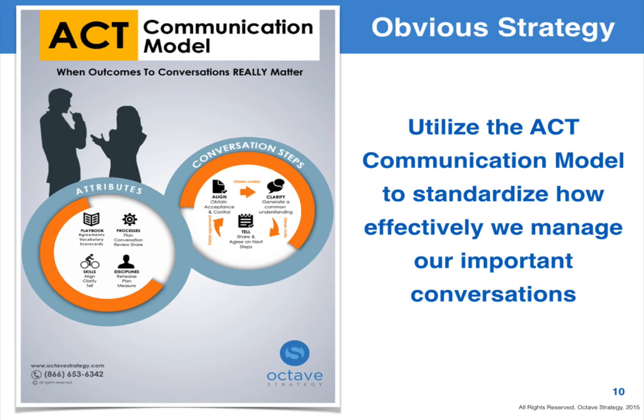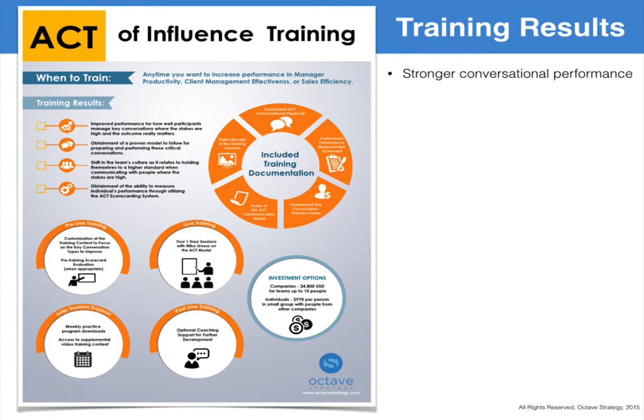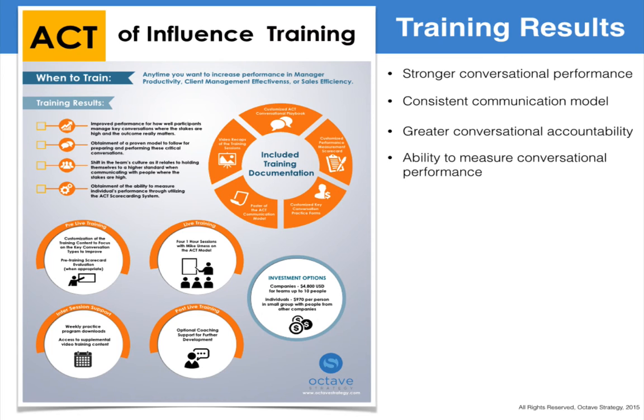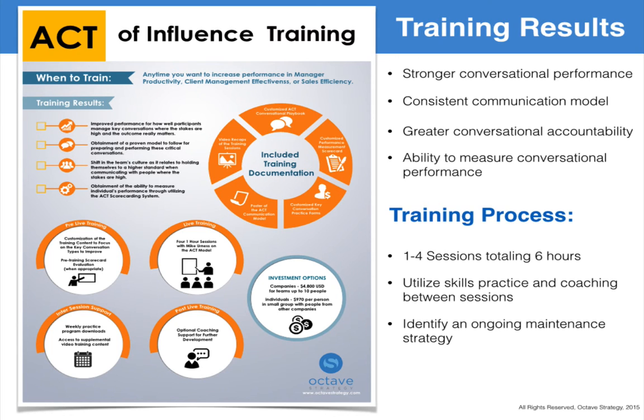Before this model, we didn't have that opportunity, and we didn't even look at it, as we can see how this area has just gone unaddressed. But now with this model in hand, we can demonstrate and create some very quick changes. We've created an active influence training program that focuses on implementing this ACT model into the culture of an organization, and the training results have been phenomenal. We see stronger conversational performance, the use of a consistent communication model, greater conversational accountability, and the ability to measure conversational performance.